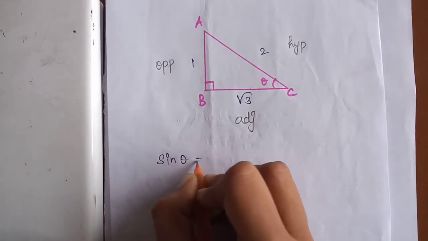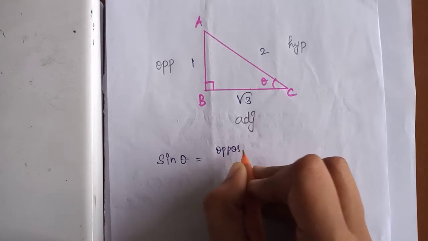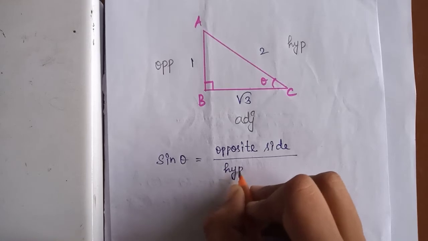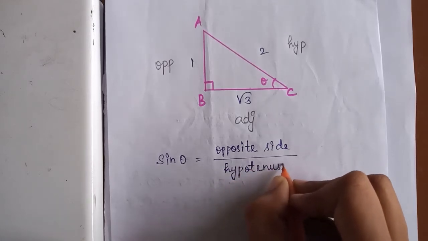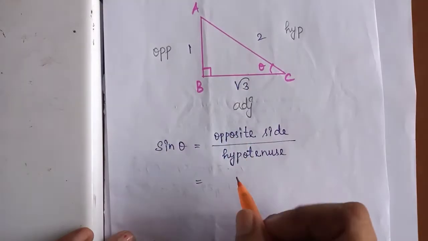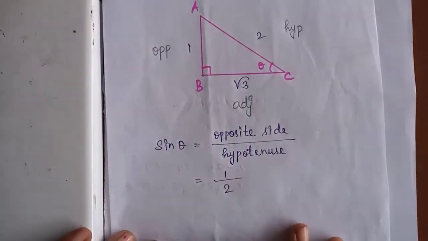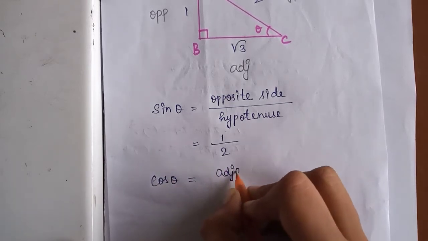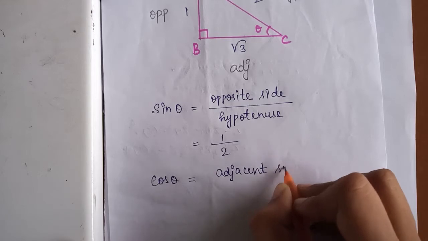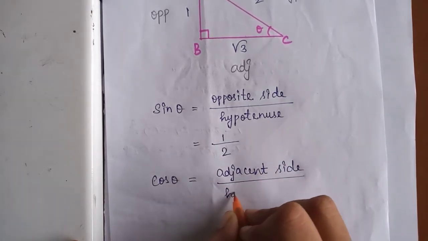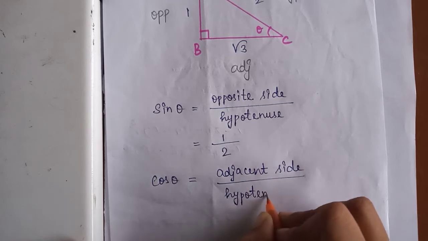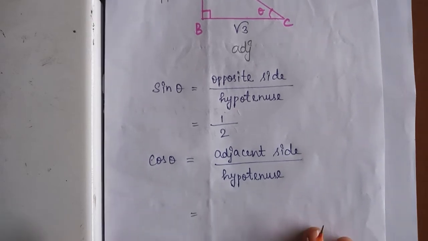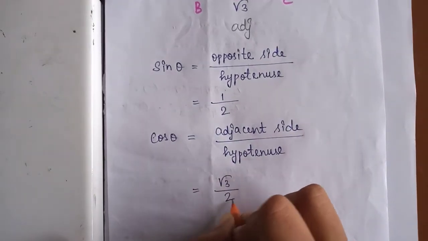First one is sin theta is equal to opposite side by hypotenuse, which is equal to your opposite side is 1 divided by hypotenuse is 2. Then cos theta is equal to adjacent side by hypotenuse. Your adjacent side is root 3 and your hypotenuse is 2. So which is equal to root 3 by 2.